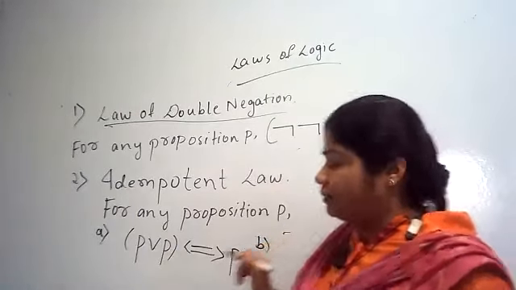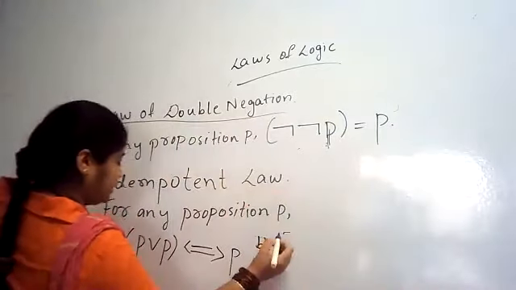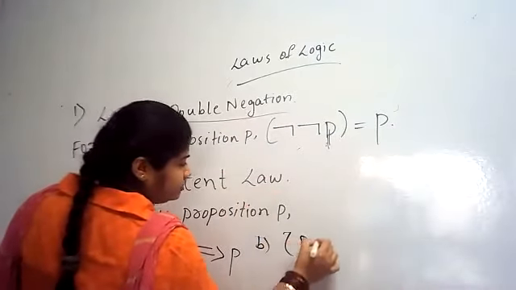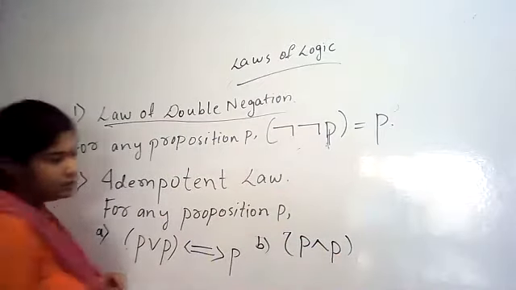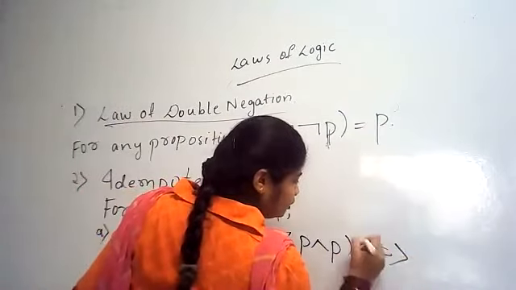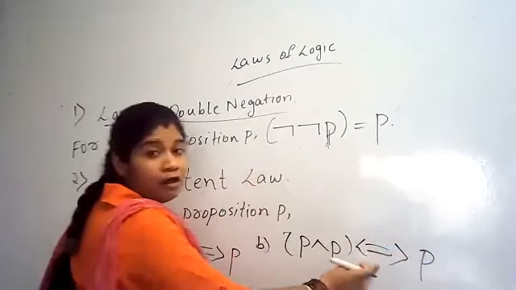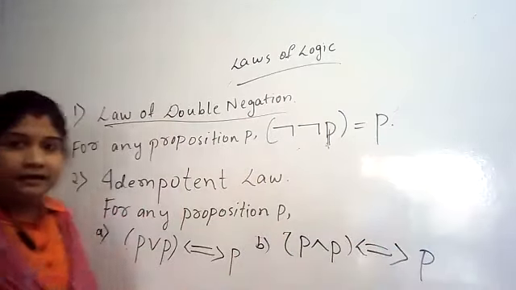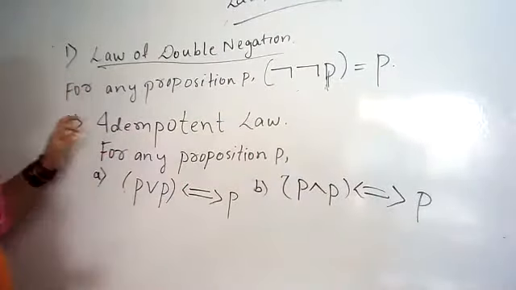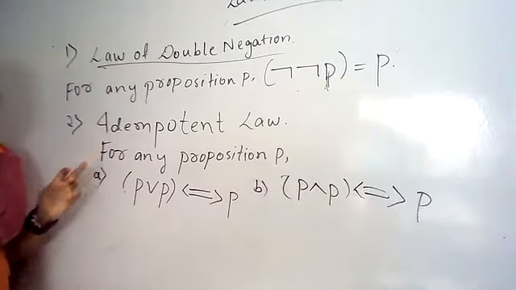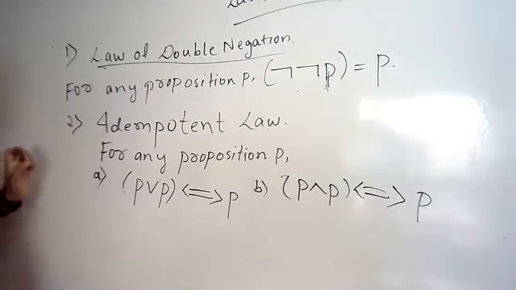Okay. So coming to the law B, what does it say? P conjunction P, again it is logically equivalent to P. Not by condition, it is logically equivalent. It is logically equivalent to each other. Fine. So now, coming to the second law, it is nothing but an idempotent law.